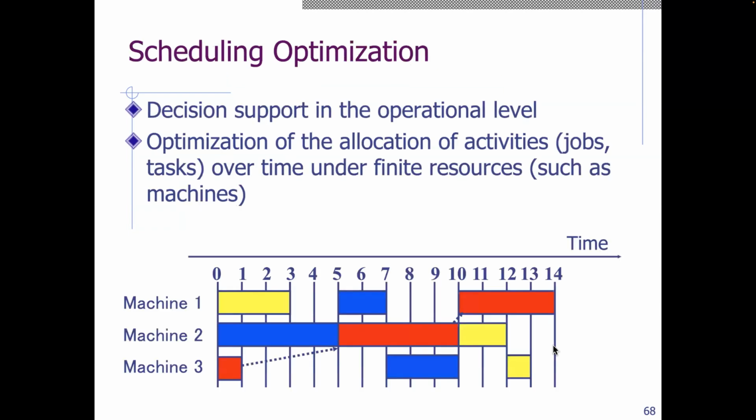Next we consider the second model in production planning. That is the scheduling optimization model. This model supports the decision maker at the operational level and optimizes the allocation of activities over time under the constraints of finite resources. Here activities mean jobs or tasks or operations to be executed, represented by rectangles in this figure. In this example, we have 3 machines as finite resources.